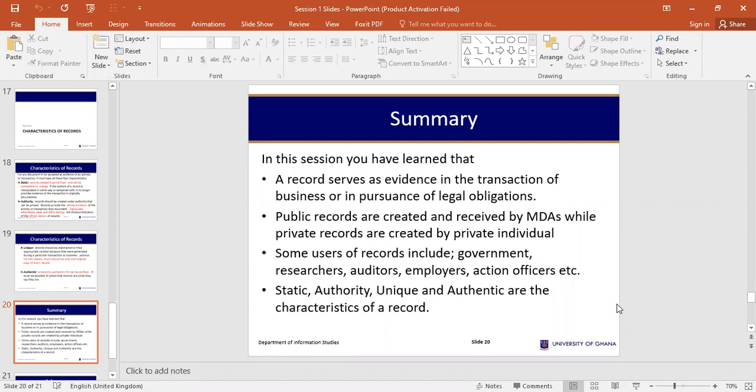So this is the first session. I'm going to sum up. In this session, you have learned that a record serves as evidence in the transaction of business or in pursuance of legal obligations, and that public records are created and received by MDAs. The MDAs stand for ministries, departments, and agencies, while private records are created by private individuals. Some users of records include government, researchers, auditors, employers, action officers, etc. Static, authority, unique, and authentic are the characteristics of a record.